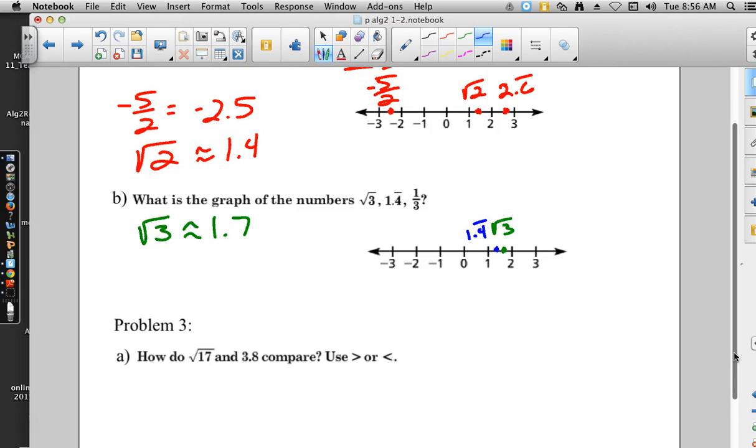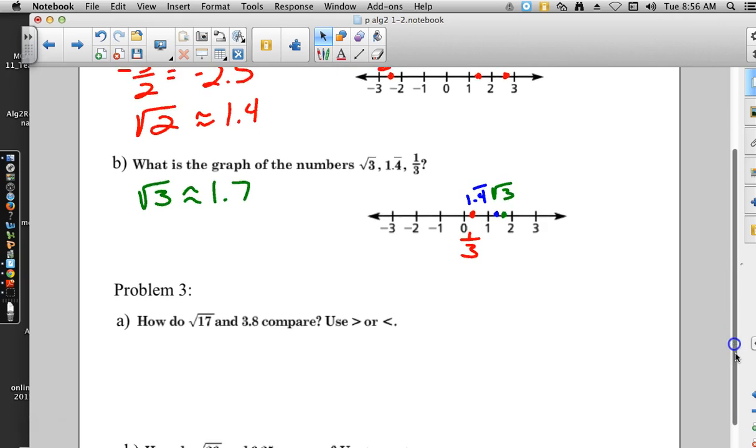And I color-coded mine, so it would be very easy for somebody to grade my answers here and say, oh, well, the green one was the square root of 3 and the blue one was the 1.4. And then I need 1/3. Well, that's between 0 and 1, but it has to be closer to the 0. And I might go ahead and label that one down here because things are getting kind of clogged up there on the top of the number line. But again, notice that it's color-coded so that anybody that graded my paper could see exactly what it was that I intended when I put these numbers on.